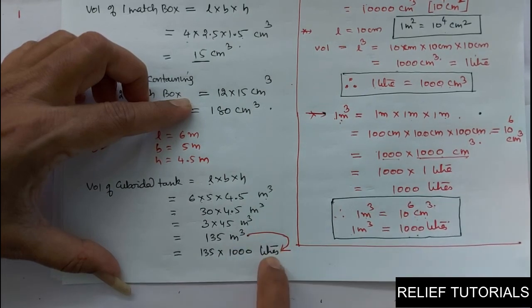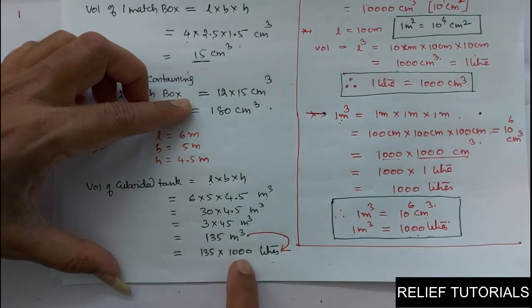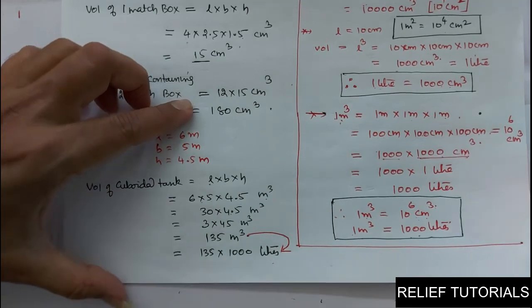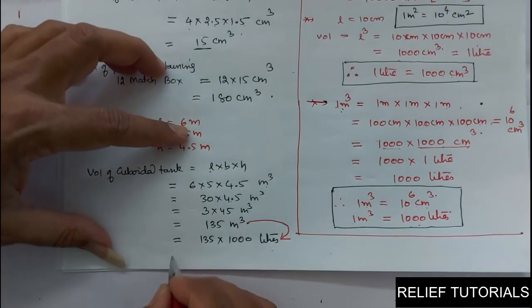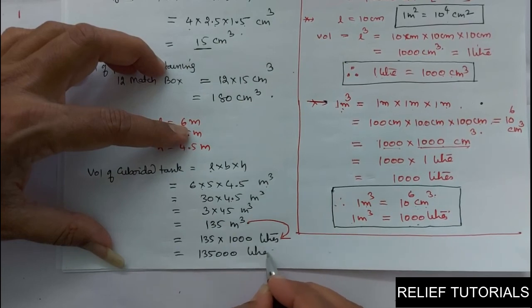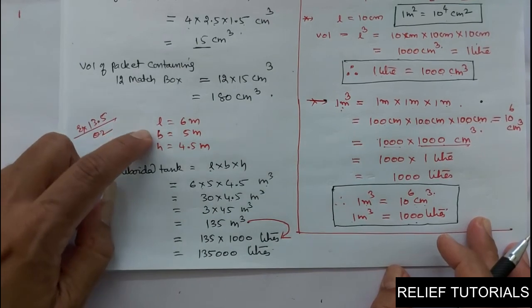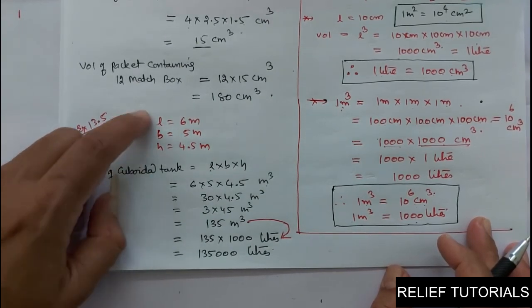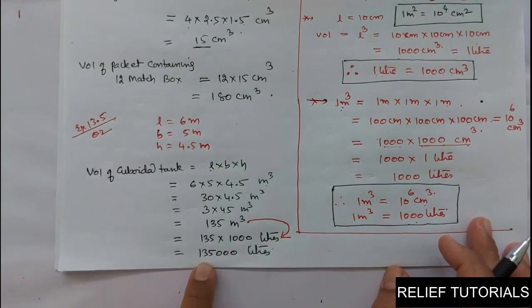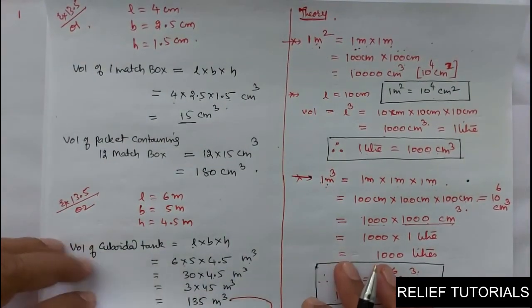Here meter cube is converted into liters. So 1 meter cube is 1000 liters. So 135 meter cube is equal to how many liters? Multiply by 1000, so 135 into 1000 liters. So the answer will be 135000 liters. This is the capacity of that tank having dimension length 6 meter, breadth 5 meter and height 4.5 meter. This cuboidal tank will hold 1,35,000 liters of water. Clear? So this is question number 2.